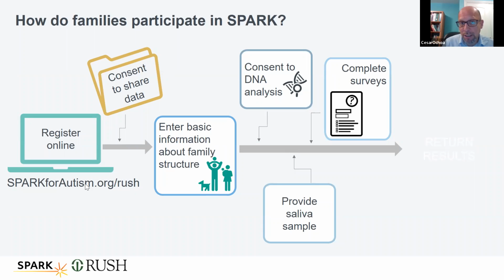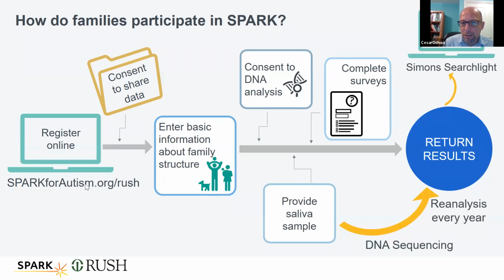Sometimes it can be a little more challenging to collect the saliva from the individual with autism, but there's a swab with a video that can show you how to do that. And then you're asked also to complete some surveys. So eventually they're going to do the DNA sequencing, and they're going to return results when they are available.